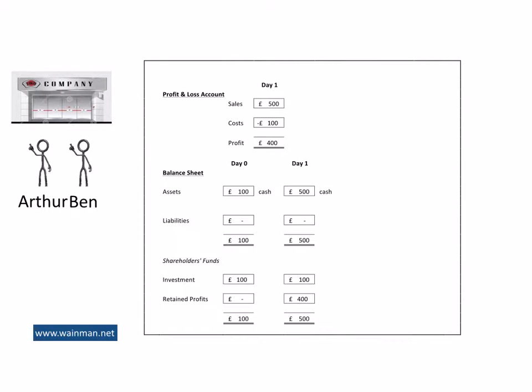If Arthur and Ben were to put their company into liquidation, then each would receive £250, i.e. half of the £500. That £250 would be made up of their original stake of £50 plus their 50% share of the £400 of retained profit. But they don't want to wind up the company, they want to carry on trading.